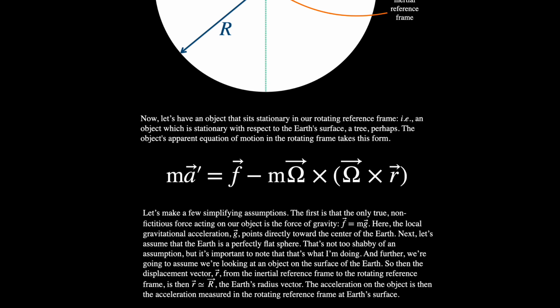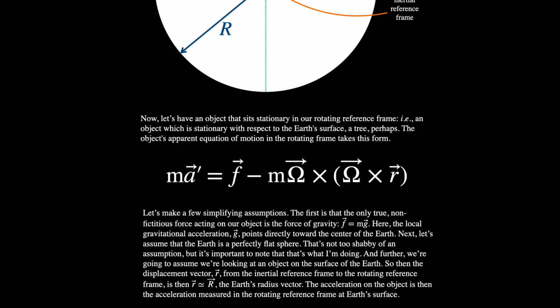So that lowercase r is the vector in the inertial reference frame, and we've got to transfer that to the non-inertial reference frame shortly. Okay, so let's make a lot of simplifying assumptions. First, we're going to have only one force, one true force, the force of gravity, so we can replace F arrow with mass times the gravitational acceleration. And the gravitational acceleration will always point towards the center of the Earth.